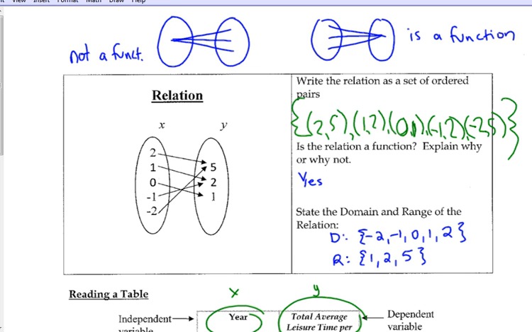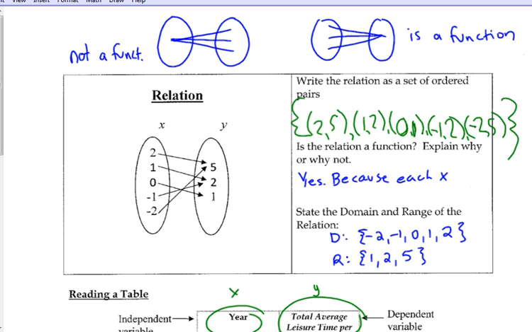So only one arrow coming out of each x. If you have more than one arrow coming out of a number, it's not a function. That input has two or more outputs. So the answer is yes, it's a function because each x has its own y.